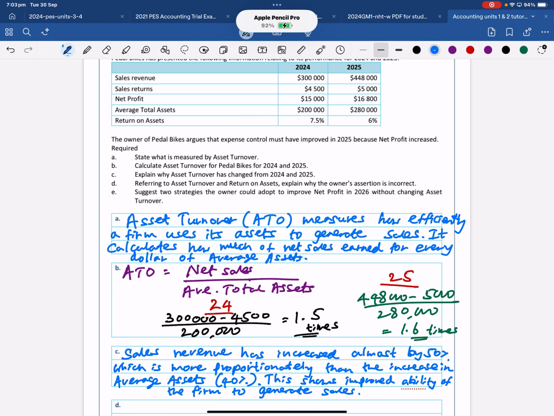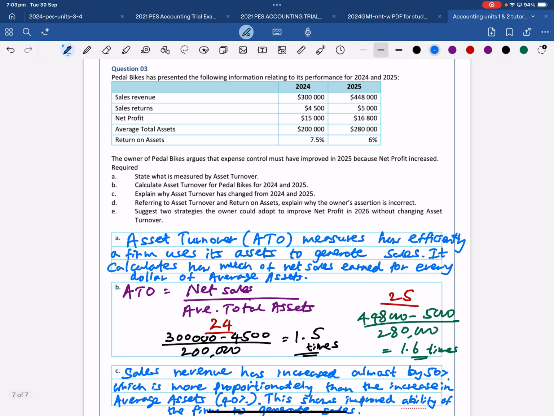What is the owner's assertion? Anyway, guys, what do you think about the owner of the business? Pretty dumb, yes? If the owner says something, it's always incorrect, actually. Right? Okay. The owner is saying that expense control has improved in 25 because net profit increased. Do you agree with that, as practicing accountants?